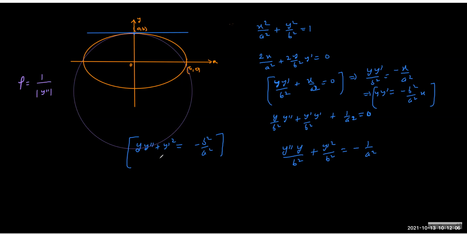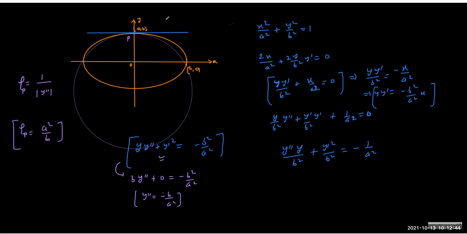Now the second derivative I can get from here easily. How? The y value we know is b. Y double dash I'm looking for. Y dash is 0, equals minus b square by a square. So now I got the answer directly. One b will cancel out, so y double dash turns out to be minus b by a square. And therefore the radius of curvature of the topmost one, let's call the point P, is a square by b. It's the major axis, square by b.